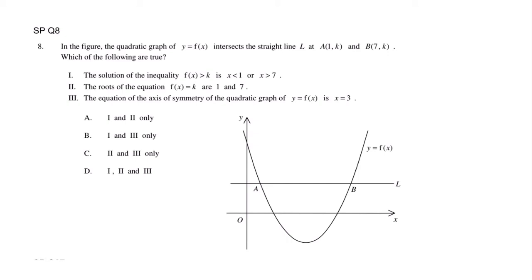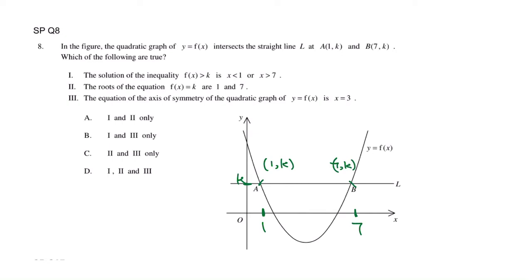What does that mean? 1 and k. This one is the x coordinate, this one is the y coordinate, x and y, right? So we also write that. This one is (1, k), this one is (7, k), yeah? So in other words, here it's 1 and here it's 7, the x value. And this line L is actually y equals to k, because everywhere the y value is k. So you write k here as well. This point is k. Okay, this is just the background information.